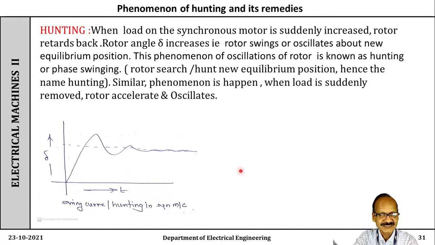Now here, if these oscillations are more and if these oscillations match with the natural oscillations of the synchronous machine, resonance may occur. And sometimes these oscillations exceed a certain value and the synchronous motor may fall out of synchronism. So what is the remedial measure for it?